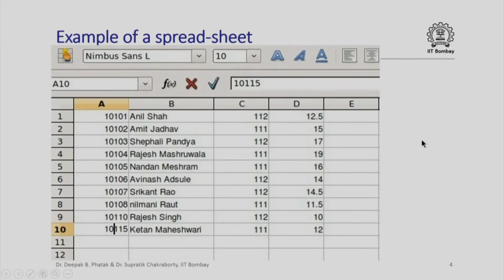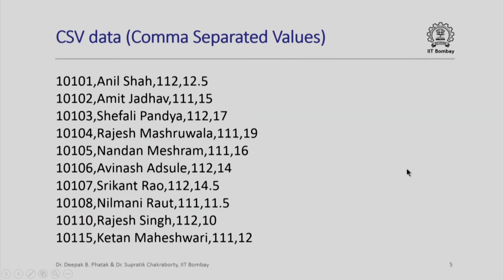Now, while spreadsheets store this data in a specialized format, it is also possible to save a spreadsheet in a plain text format, a format called comma separated values. What the spreadsheet does is put one line for each row, putting value, comma, value, comma, value, comma, value in that fashion for all the rows. Here is how a CSV data file will look. So, I have here for example roll number, name, batch number and marks, and there are as many rows as there are students in the data file.